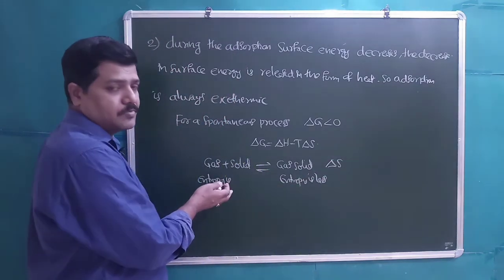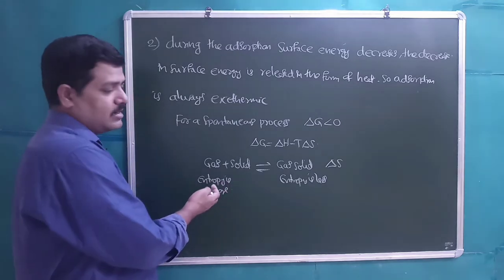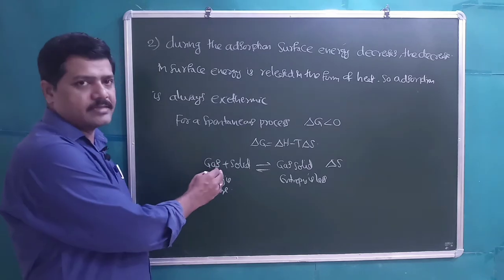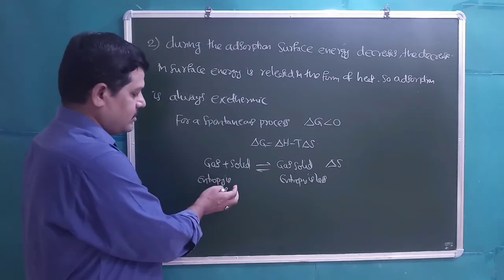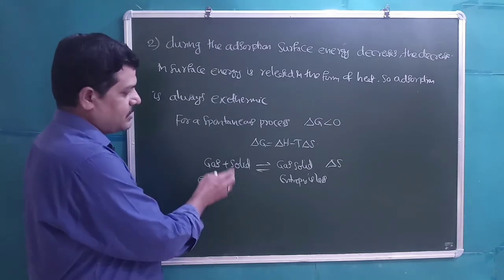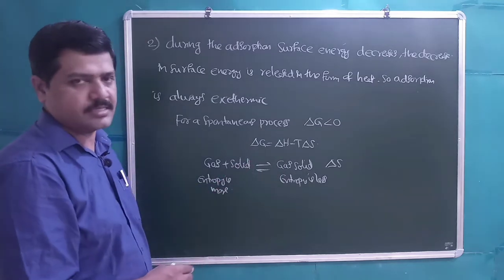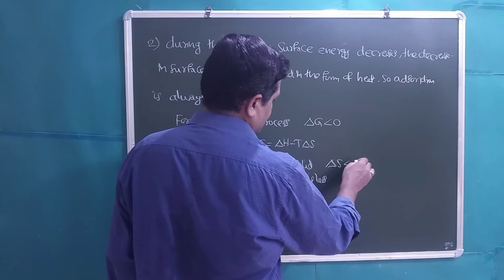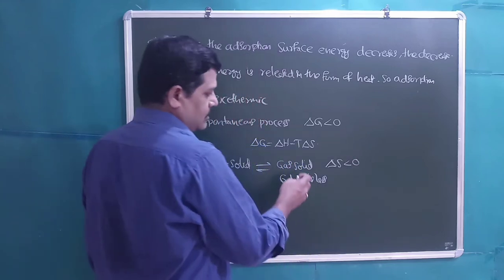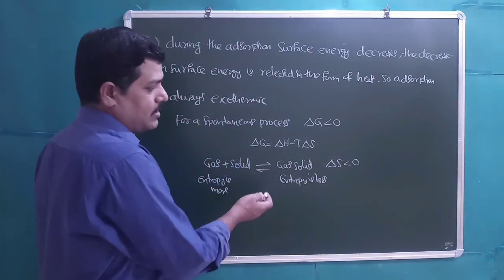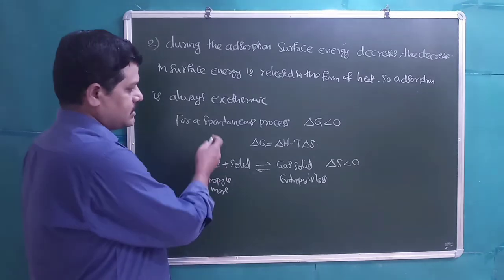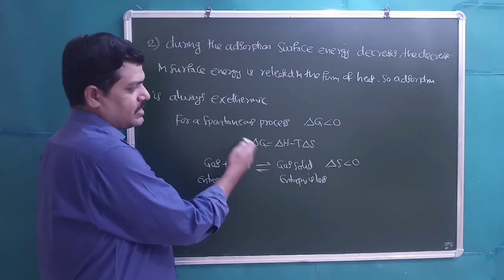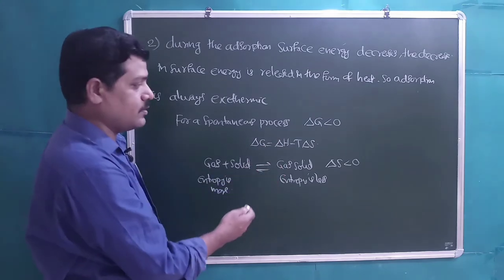The measure of randomness is called entropy. When a gas is in the free state, entropy is more. When it gets adsorbed on the surface of the solid, entropy decreases. Delta S for this process is less than 0. So according to the second law of thermodynamics, every spontaneous process will occur in the direction of increasing entropy.